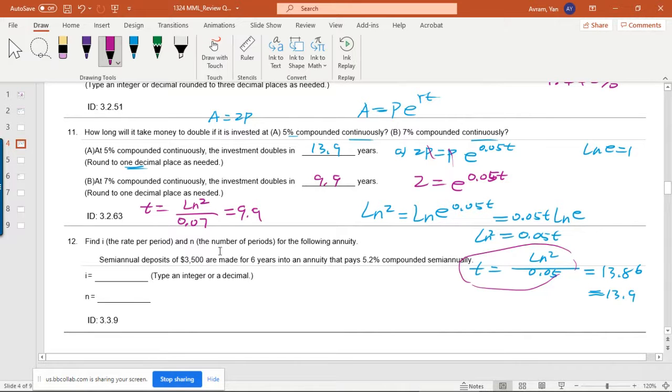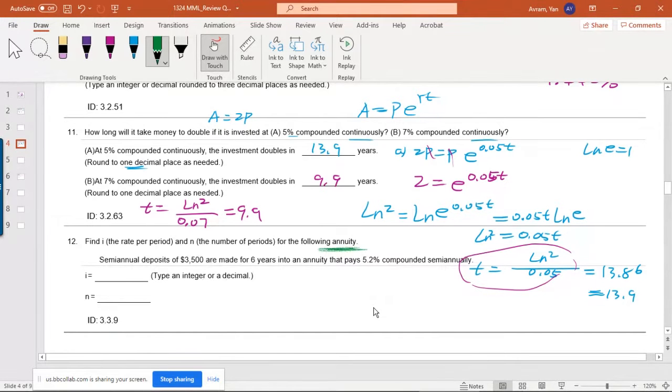All right, number 12, find the I, find the N. I is the rate per period, and N is the number of periods for the annuity. So what is an annuity? Some people want to save for a new car, or for retirement or a college fund, whatever, when they are young, like in high school, right? So you make a deposit, like I said, $100 per month into an account for 4 years. And how much money will that grow?